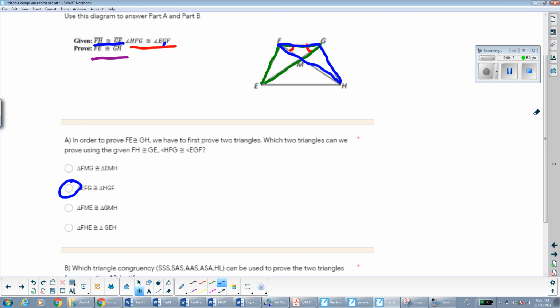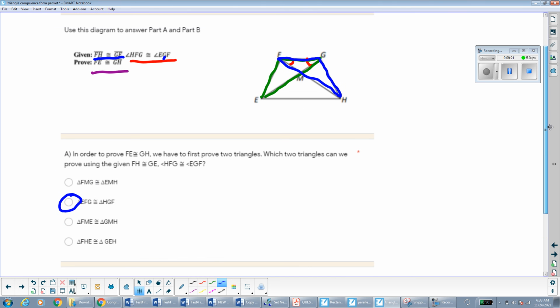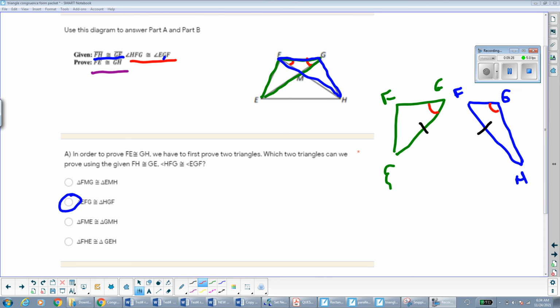The next question is asking, how can we prove the two triangles congruent? So let me separate the triangles and draw them separately so that we can mark them separately and see everything a bit clearer. So I went ahead and drew each of these two triangles separately on the side of my paper, and I just marked the given information in the separated triangles, and that makes it a lot clearer.